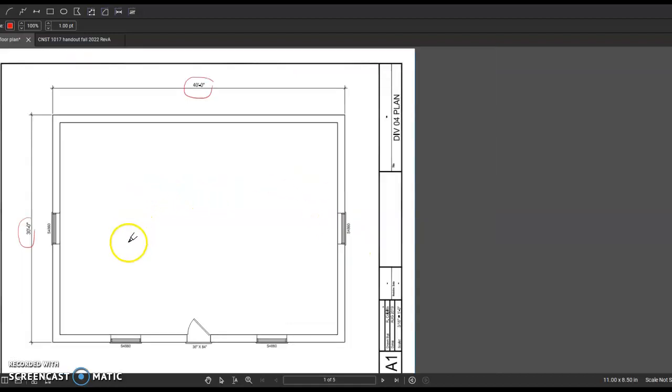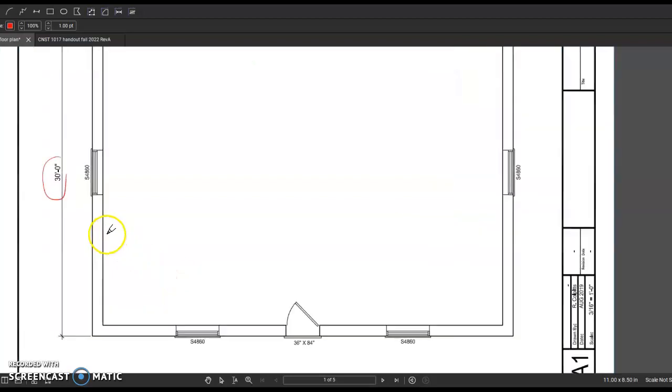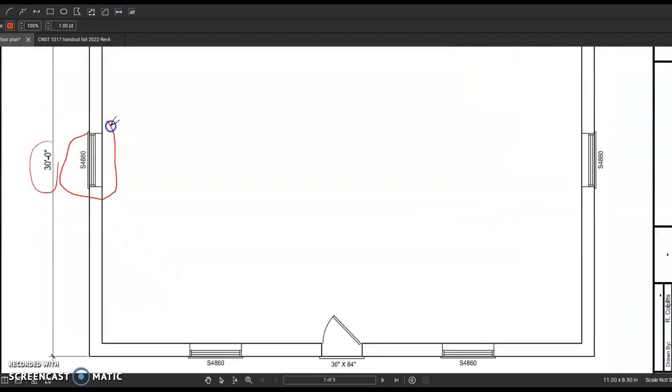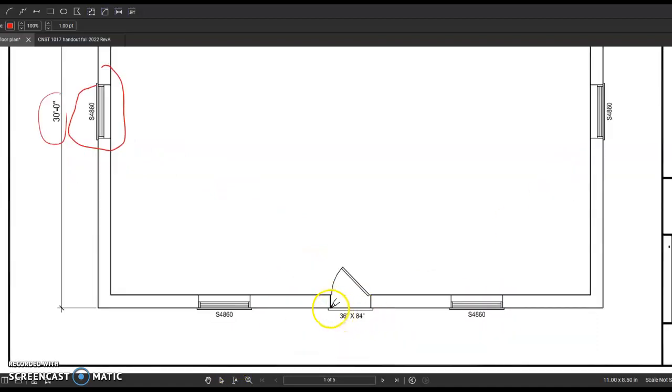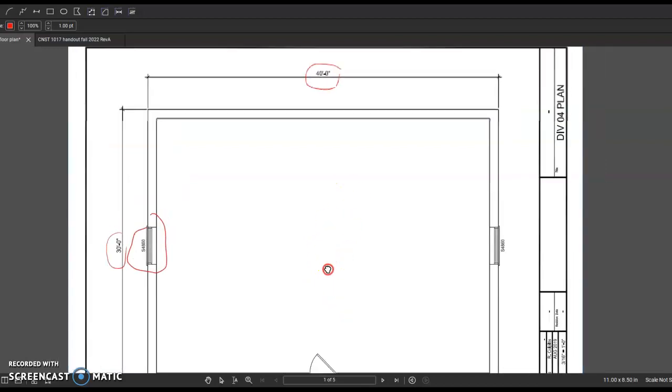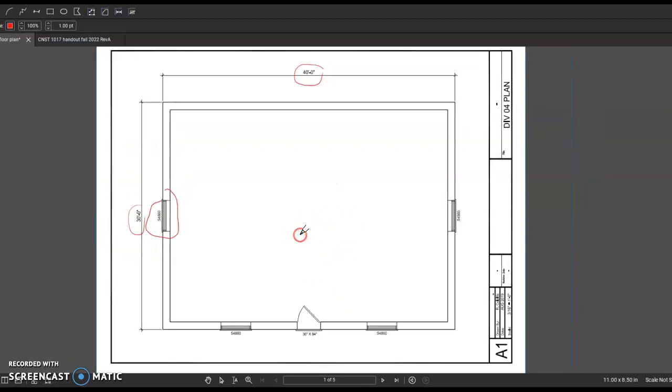I can identify that I have some window and door openings shown here. So this is a 48 by 60, so 4 foot by 5 foot window. That's what all the windows are, and a 36 inch by 84 door, so a 3 foot by 7 foot door. Okay, we're doing masonry takeoff, so we're looking for surface areas.